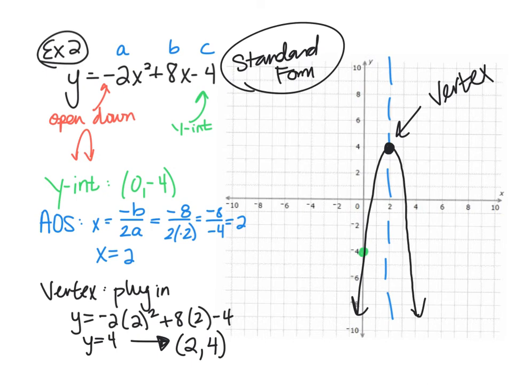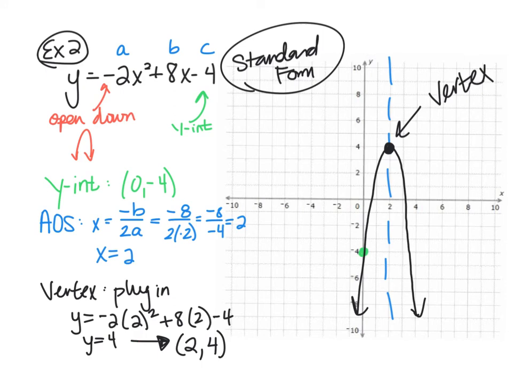From that equation, we have found a few things. One, we found how it opens. The second thing we found is the y-intercept, which we were able to graph. We found the axis of symmetry, which is this line that runs down the middle. And the last thing we found was the vertex by plugging in.